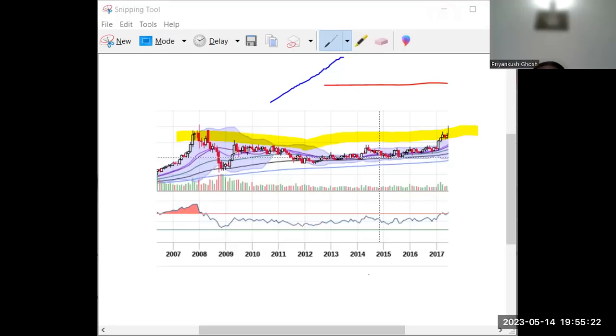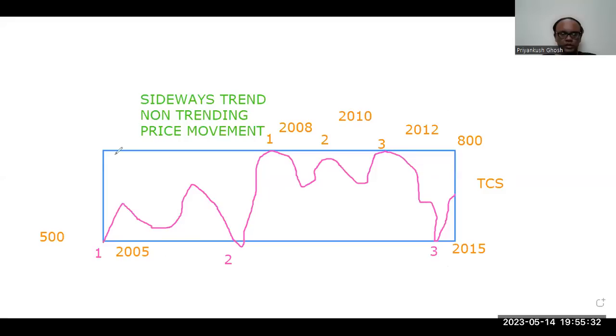This is exactly the kind of chart that we saw in the whiteboard, right? ये जो blue color का rectangle है. So this blue color का rectangle, we mentioned there sideways trend, non-trending price movement. Very important. Sideways trend, non-trending price movement, right?